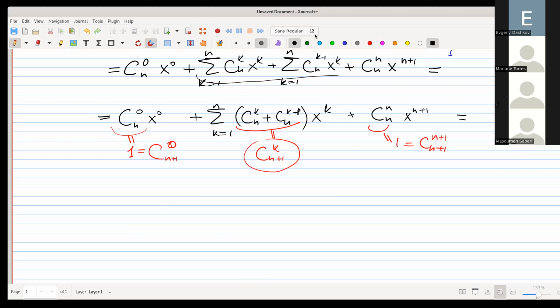And now all our summands are of the required form. All the coefficients are of the form n plus 1 choose something, and k ranges from 0 to n plus 1. So we get exactly our right hand side, don't we?